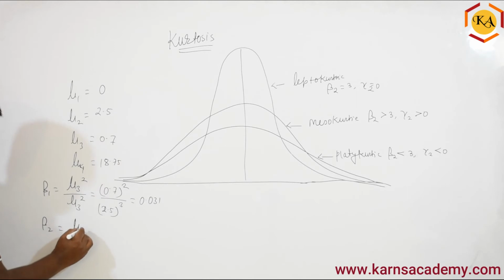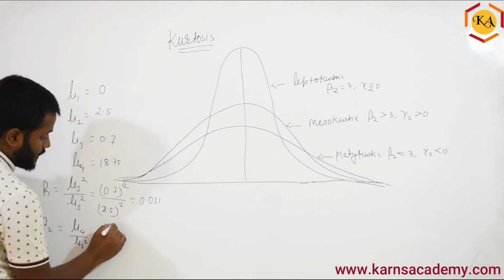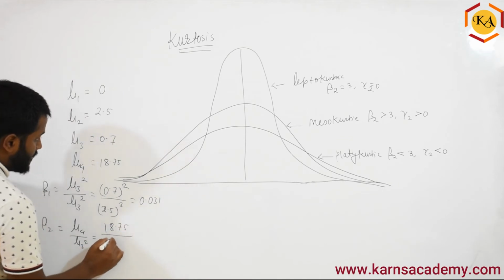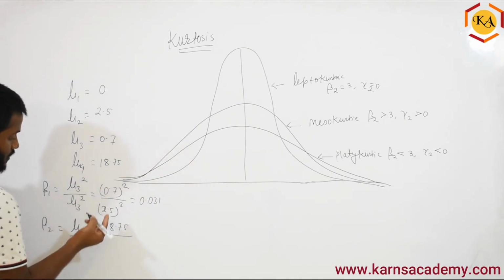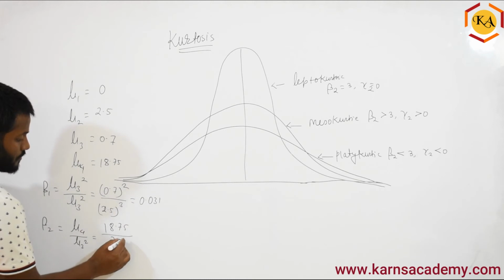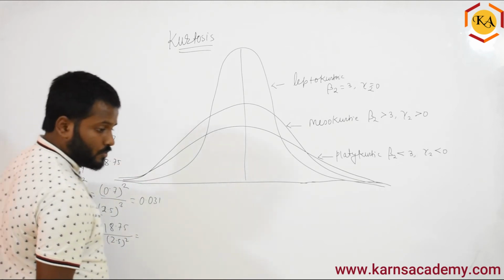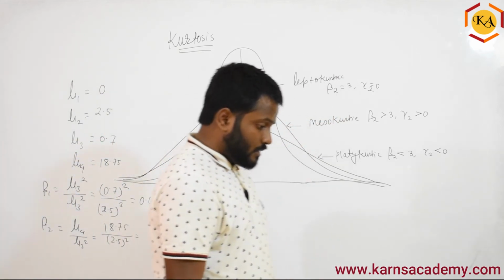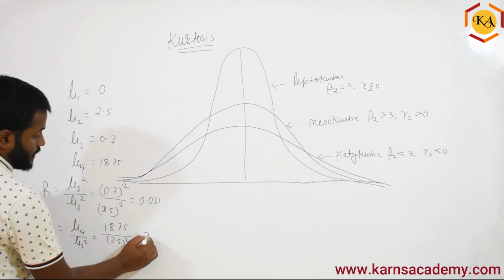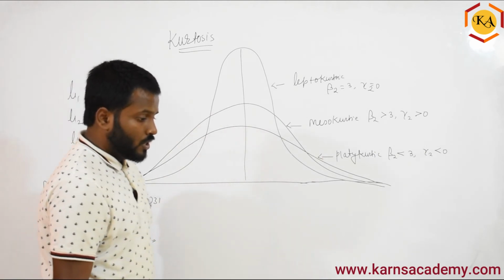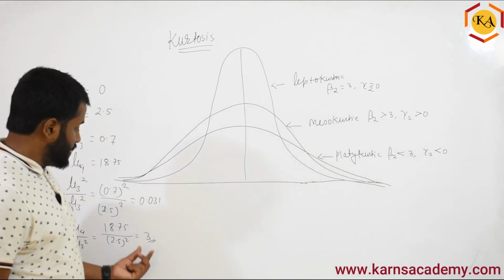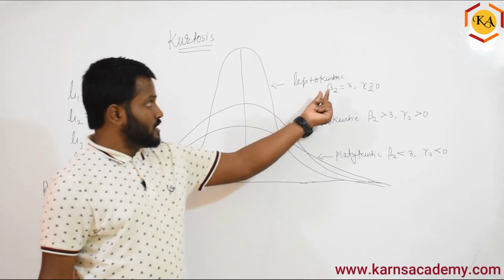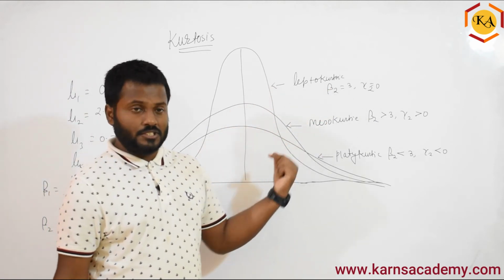Similarly, find out beta 2. What does beta 2 say? It is mu4 by mu2 square. So mu4 is 18.75 divided by mu2, which is 2.5, the whole square. You will get the answer as 3. So if you see this, beta 2 is equal to 3, which means it is the leptokurtic condition.